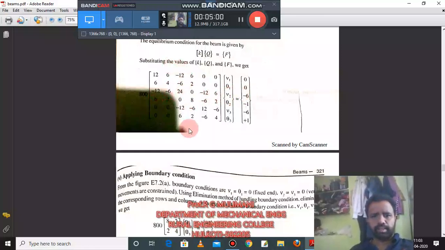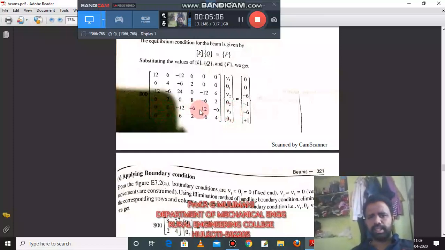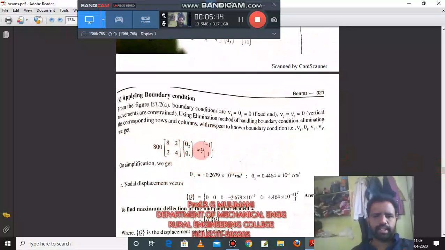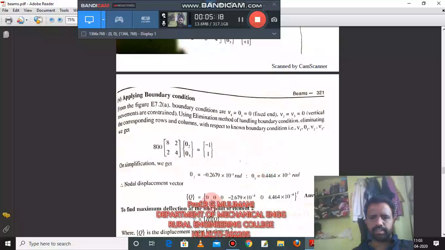Third row, third column can be deleted. Similarly, there is lower support at node 3, so there is no vertical displacement, so the fifth row and fifth column are deleted. So it is reduced to a 2 by 2 matrix. Simplifying this, you will get theta 2 and theta 3 values. So other nodal displacements are 0.